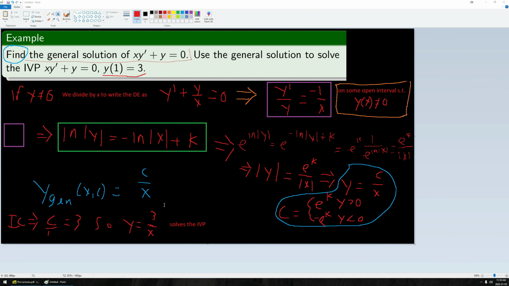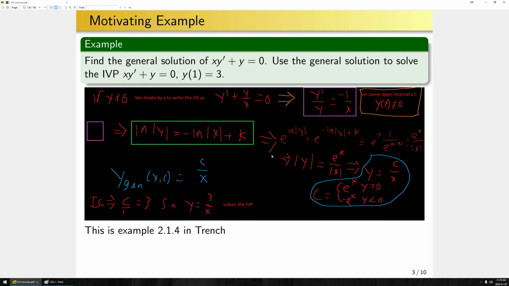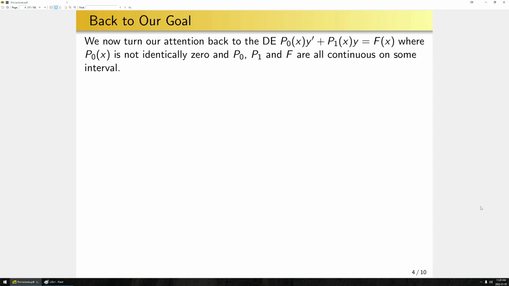So this technique is how I might want to go about trying to solve this particular equation, but my goal is not just solving this particular equation, but instead solving that general equation that I started out with. So let's look back to our main goal for this lecture. Explicitly, we now turn our attention back to the differential equation that we started out with. So this thing here, where this thing's not identically 0, and all these coefficient terms and the forcing term here are all continuous on some interval.